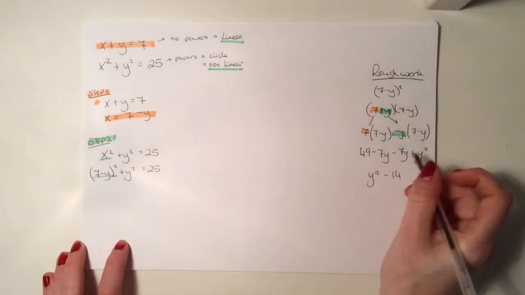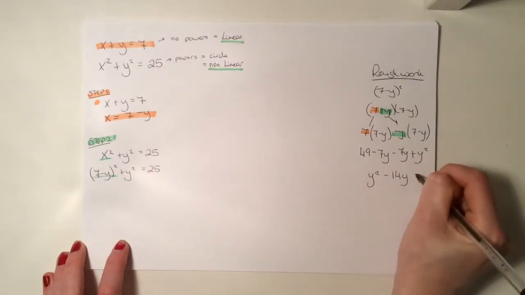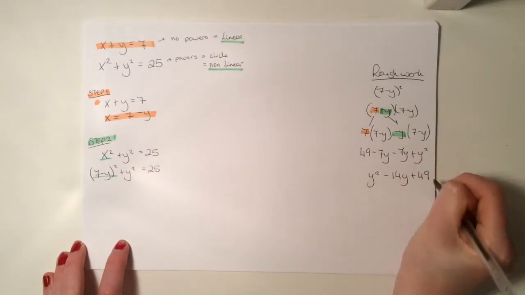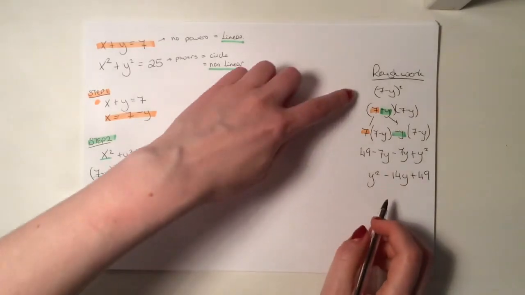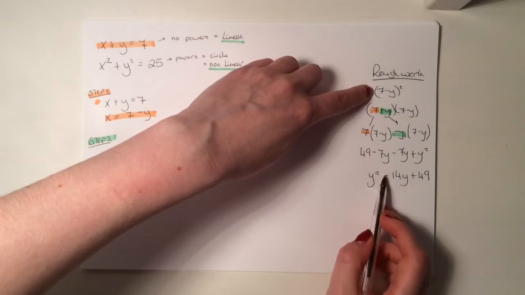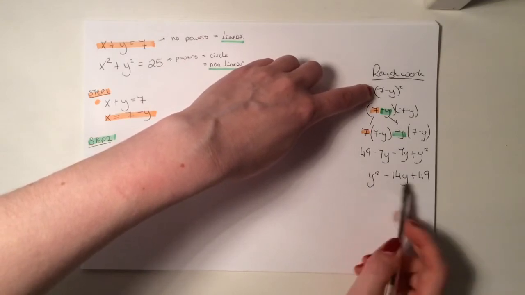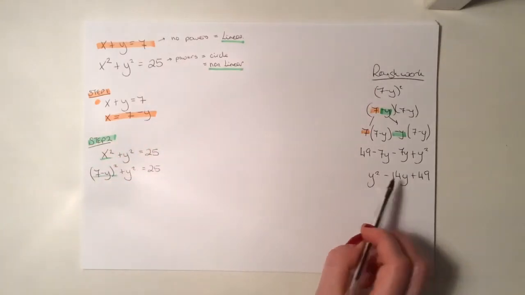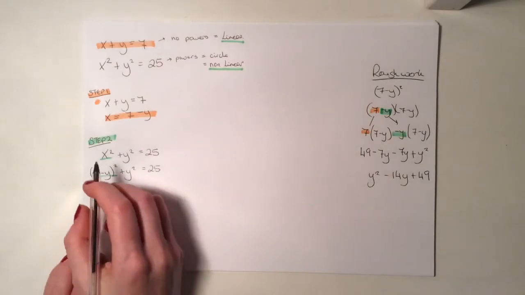Minus 7y, minus 7y again is minus 14y plus 49. Now, 7 minus y squared is now y squared minus 14y plus 49. I've expanded that out. So I'm going to put this back into the main body of the question.